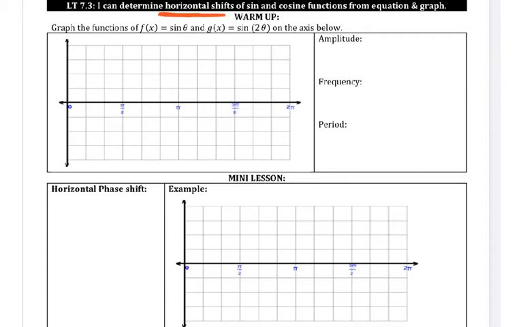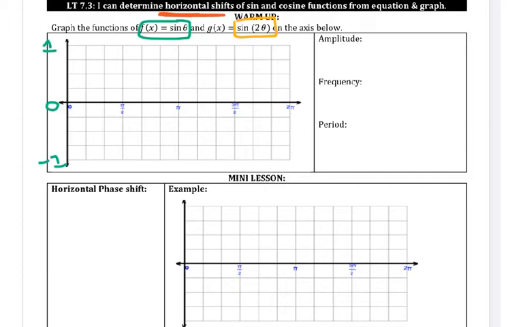So we're going to do two graphs. I guess I'll color code them. I'll do sine theta in green. And let's do sine 2 theta in yellow. Alright, so we know that sine goes from -1 to +1. So I'm just going to label my axes like that.